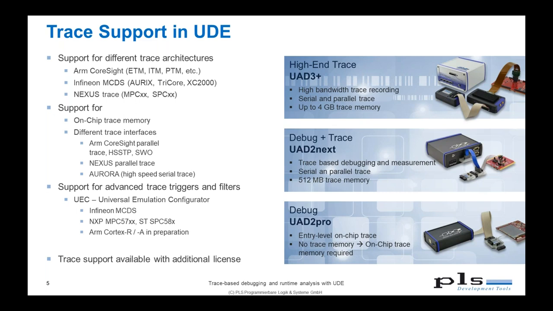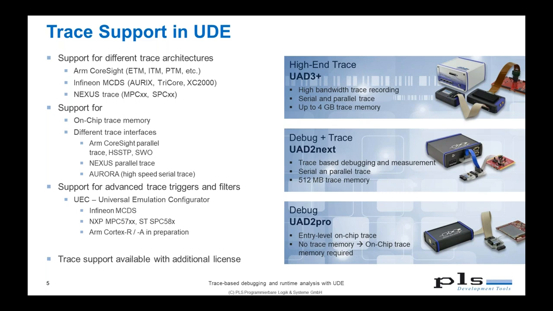UDE supports two different types of trace capturing methods, or we call them capture devices. The first is tracing into an existing on-chip trace memory. Some targets implement this. Typically, we find very small trace memories on-chip, 64K or up to 2 or 4 megabytes. These are typical sizes of on-chip trace memory, but we also support trace interfaces.